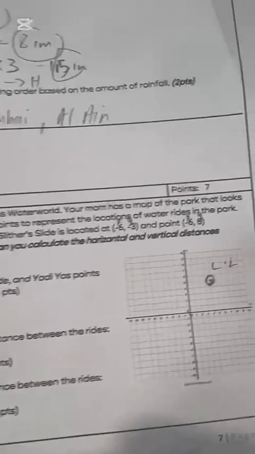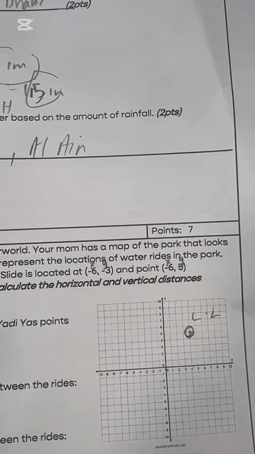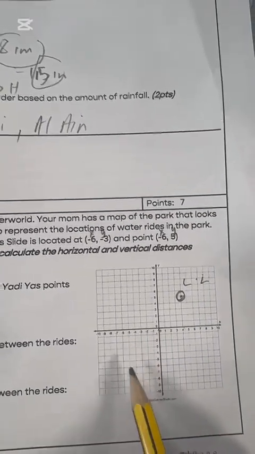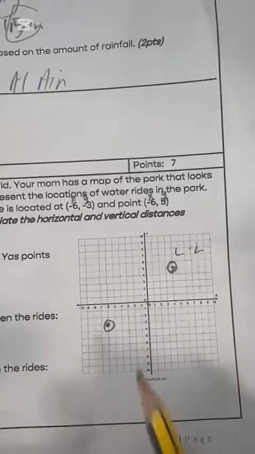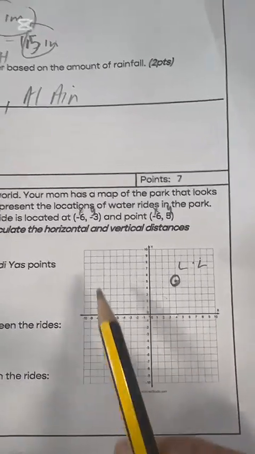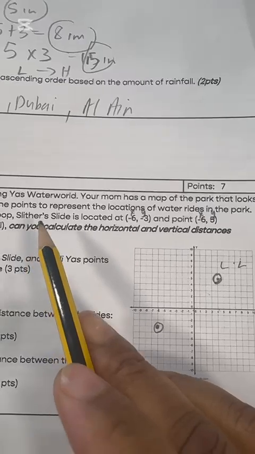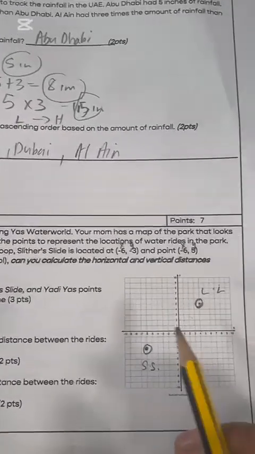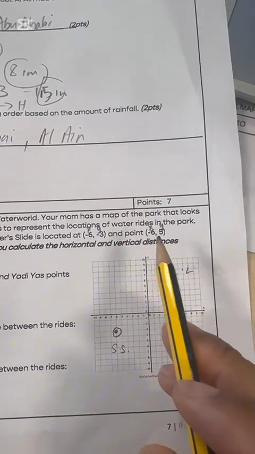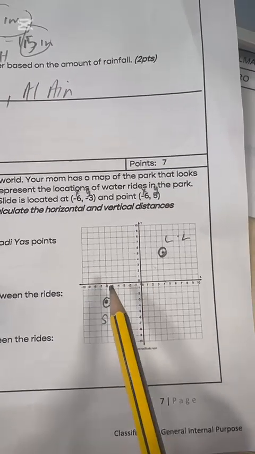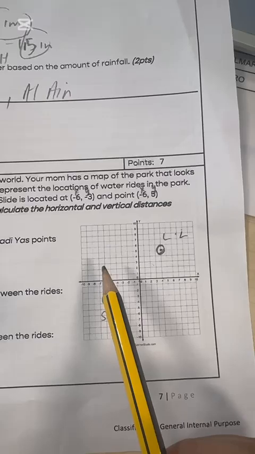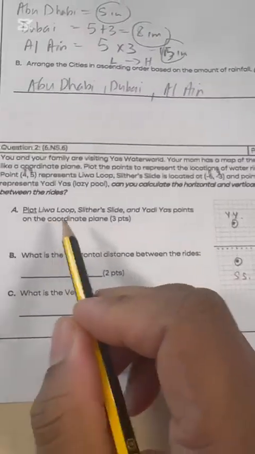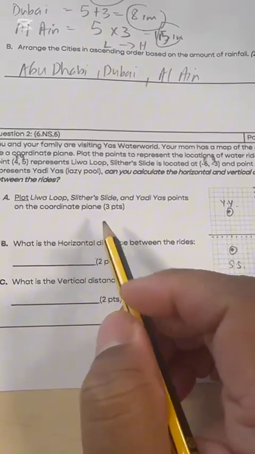All right. Next one, we'll have -6 and -3. So you go negative on the X and then down for -Y. All right, there it is. So -6 and then -3, and that is for the point Slither Slide. The next point is called the Yad Yas or lazy pool. It is -6 on the X and then 5. So you go -6 on the X and then 5 going up 5 times, which is right here on the Y.